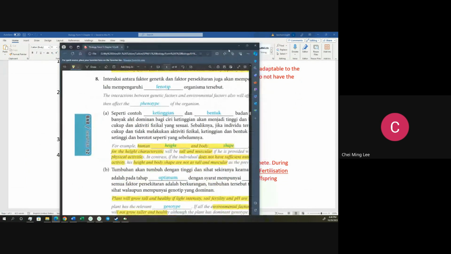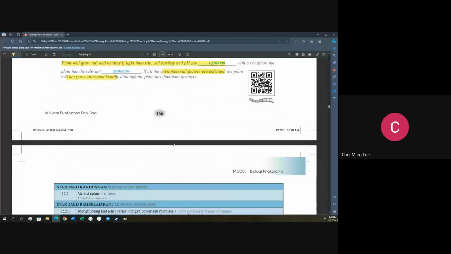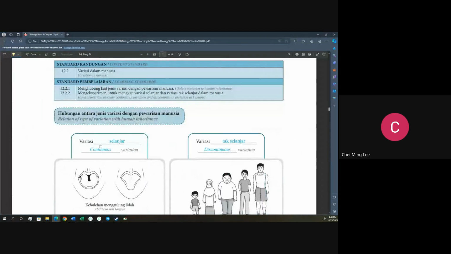Section 12.2, where we're going to talk about variations in humans.